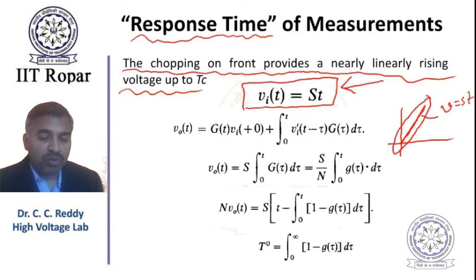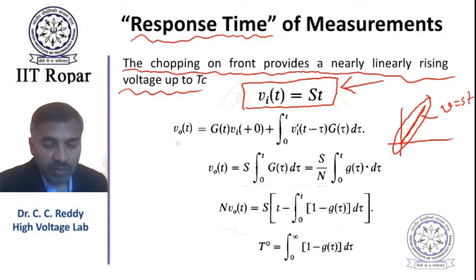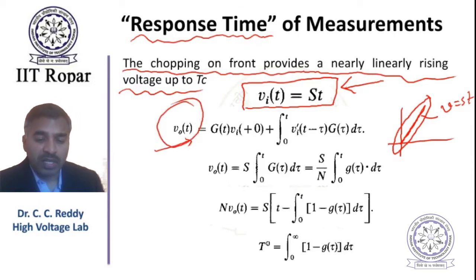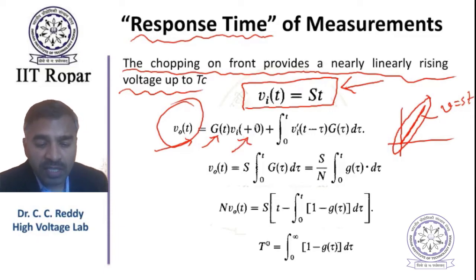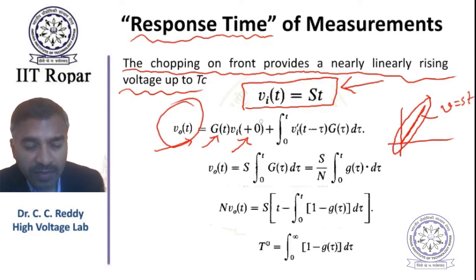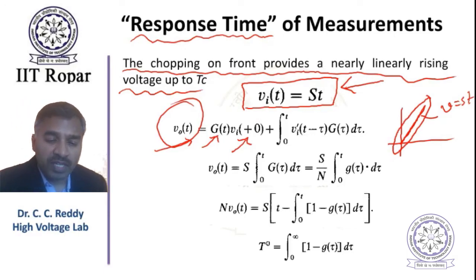We know from Duhamel's integral, which we have just seen, how to obtain the output. This is the equation again. Duhamel's integral is written here. This is V naught of t, the output of t, equals G of t into Vi of 0 plus. Vi of 0 plus means immediately after t is equal to 0. What is the value of Vi of t here? 0.